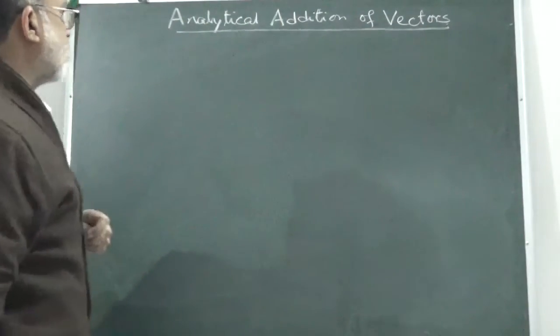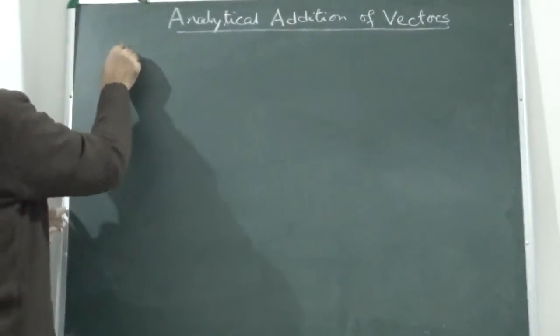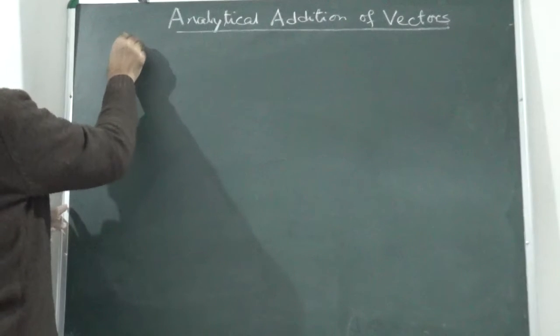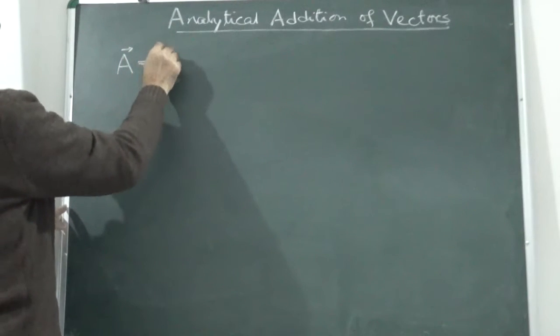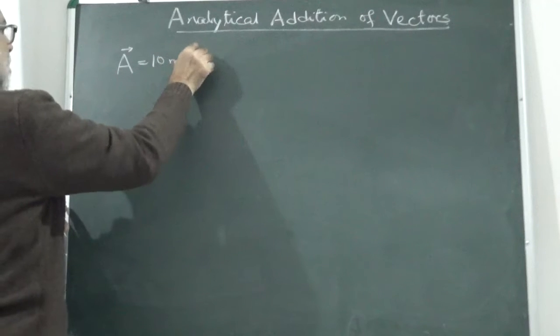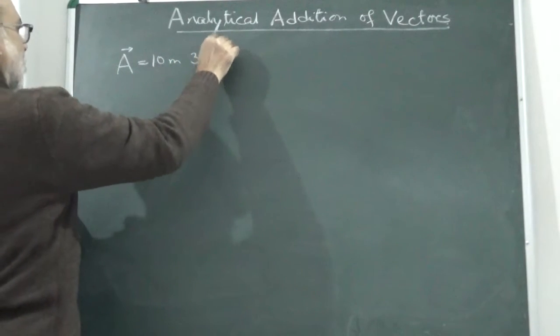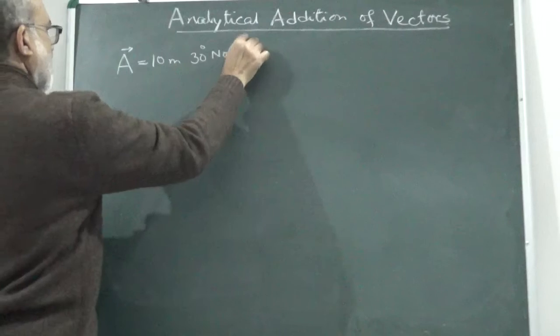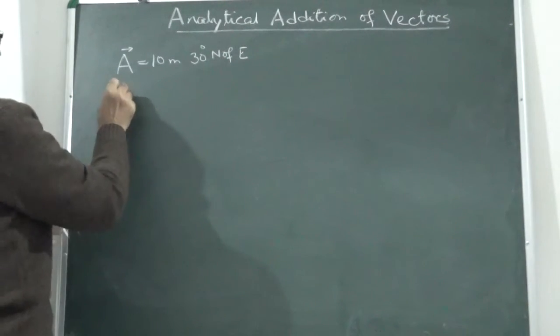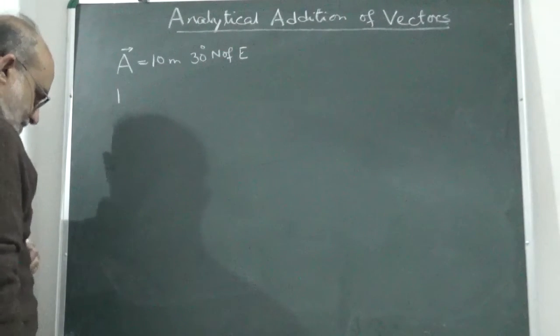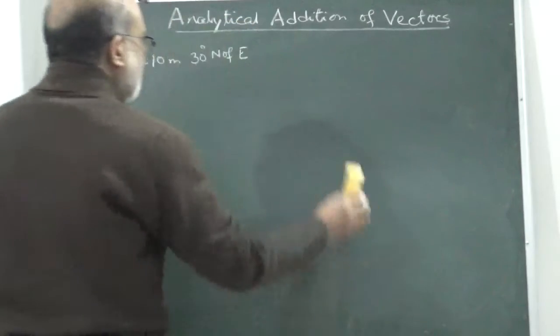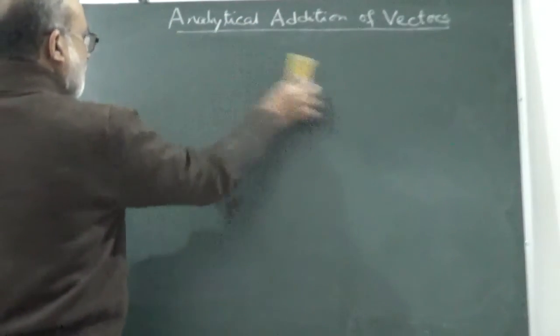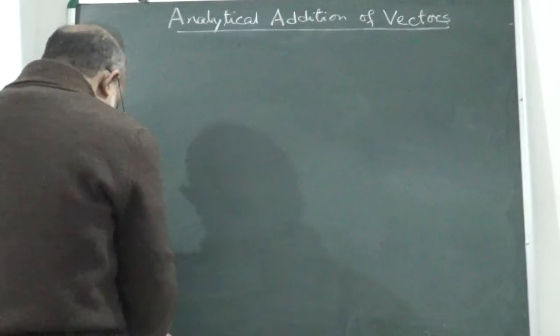Suppose we have two vectors, say A, which is say 10 meter 30 degree north of east, and B. Sorry, this is the problem, but we will do that after that. So now, let us see how to add that geometrically. Let's suppose we have two vectors.